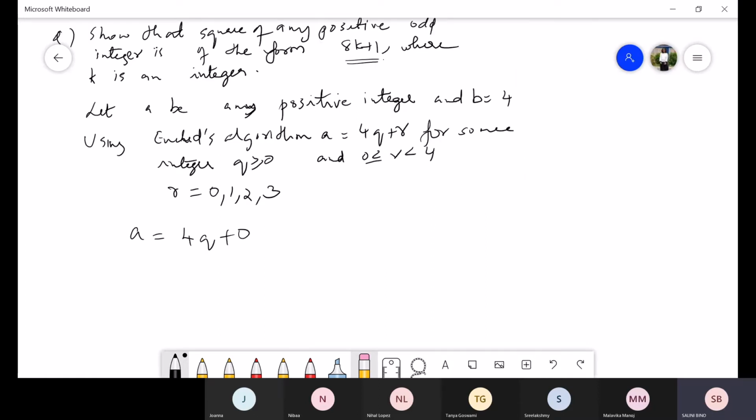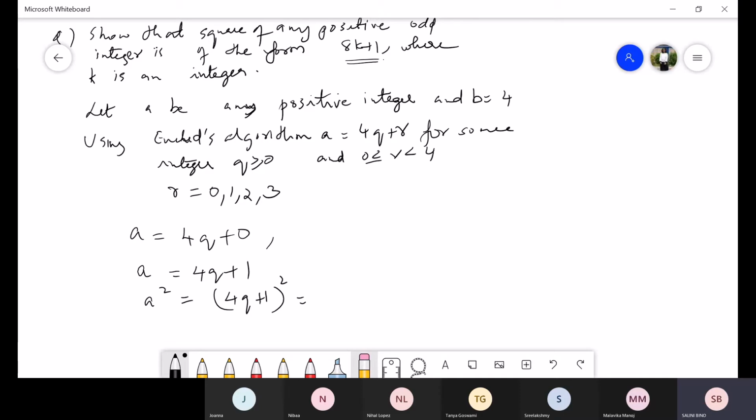4Q plus 0. What is the second one? If you put the remainder as 1, it will be A equal to 4Q plus 1. So remember, it is an odd integer. We are not taking 4Q because A equal to 4Q means it is even. So we are going to the next step, that is 4Q plus 1. 4Q plus 1 will be an odd integer. And now we are going to square it up: 4Q plus 1 the whole square.